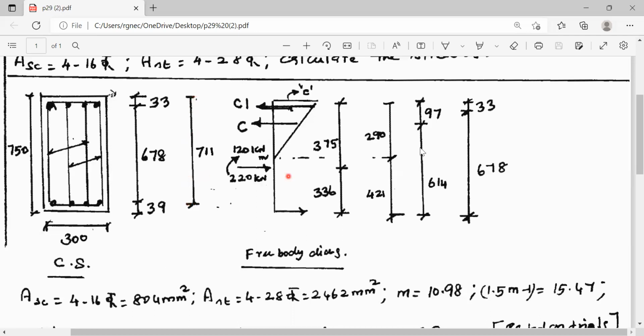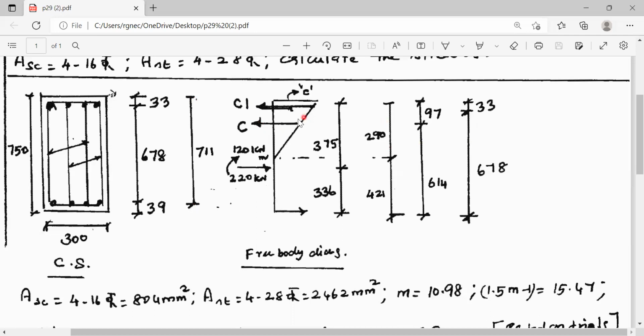711 mm minus 97 mm is the arm distance for C, capital C, which is the total compression generated by concrete. Therefore, effective depth 711 minus this 97, the CG of the compression is coming to 614 mm. This is the arm distance for this force C.